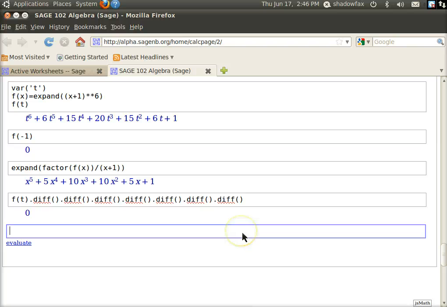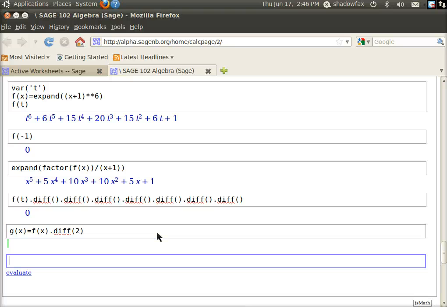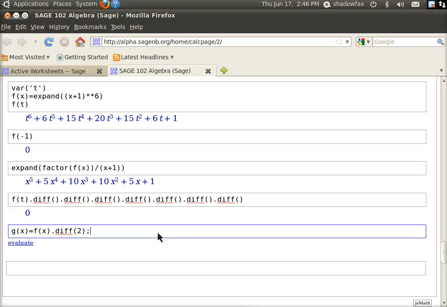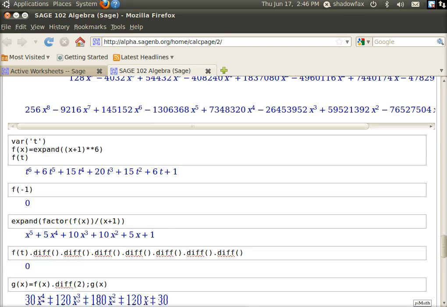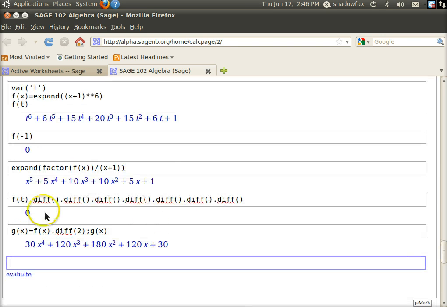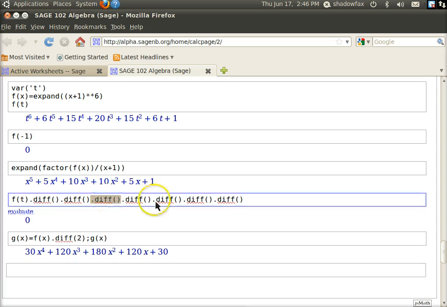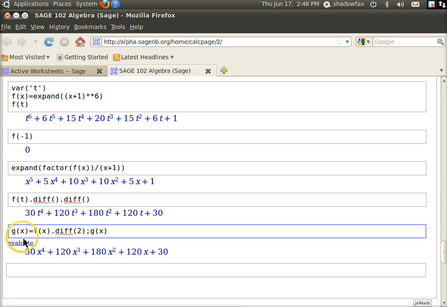Let's see. What if we said let g of x be f of x dot diff 2? I think what that does is it gives me the second derivative. And again, it's not going to display it unless I type g of x. So it's just going to define g of x. That was silly. How silly of me. Okay, let's display it. And so, is that the second derivative? Let's go back, let's get rid of this. And it is, but this is in terms of x, okay.